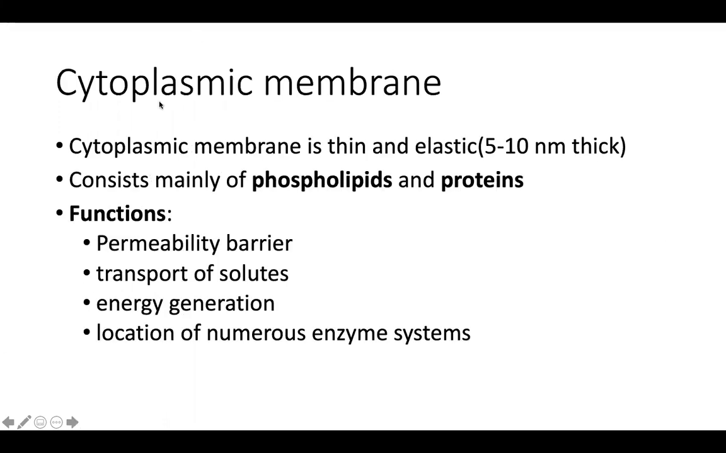Now, the cytoplasmic membrane is similar to what you've learned in the eukaryotic human cell, thin and elastic, about 5 to 10 nanometers thick, consists mainly of phospholipids and proteins. What's the function? It's a permeability barrier, important in the transport of solids, energy generation, and creation of numerous enzyme systems. So more or less what you've already covered.